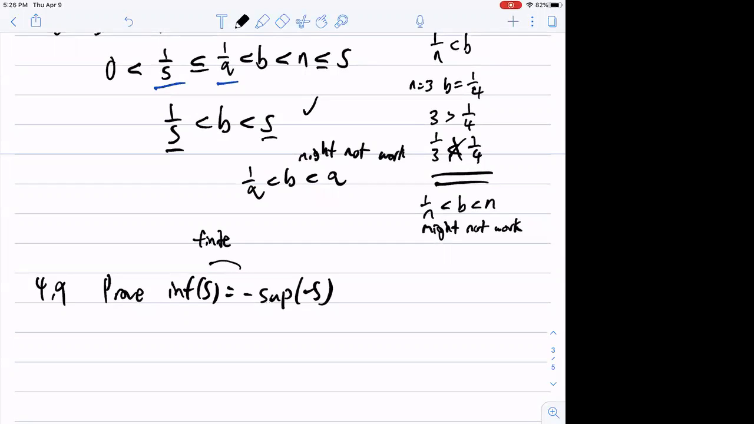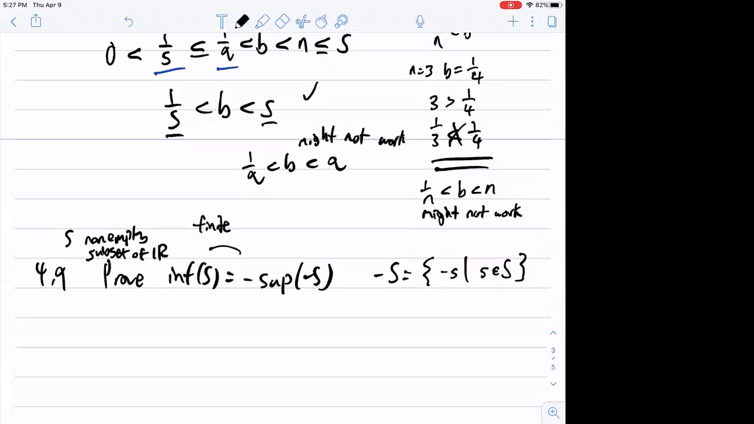So this is actually very simple. Before I continue, hopefully you all know S is a non-empty subset of R. Negative S is what you think. It's the set of negative s such that s is in S, right? It's just this set. So let me explain how you would prove this. It's actually not that hard, so just follow me really quick.